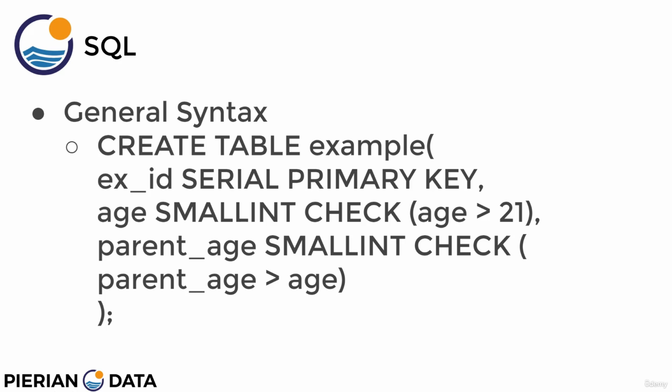And we can also set conditions based off other columns. So let's add in a new column called parent age, and then again, small integer as the data type. And for its check constraint, it's going to say that the parent age column must be greater than the age column. And so if you try to insert a person into this table who has an age that's less than 21, or if you try to insert a person here that has a parent age that is less than their own age, since that doesn't really make sense, we'll go ahead and produce an error.